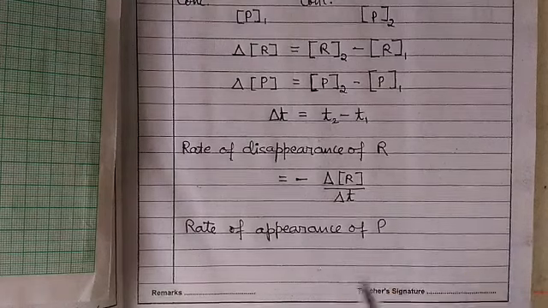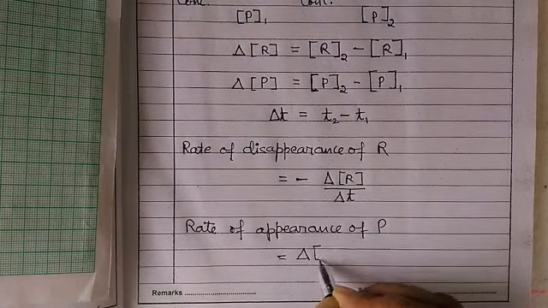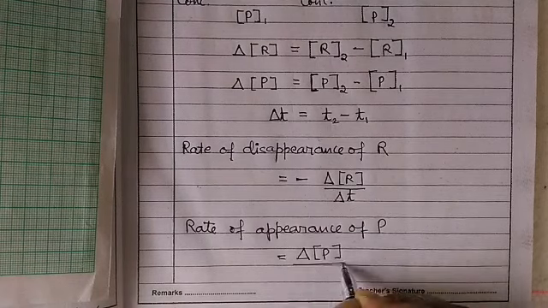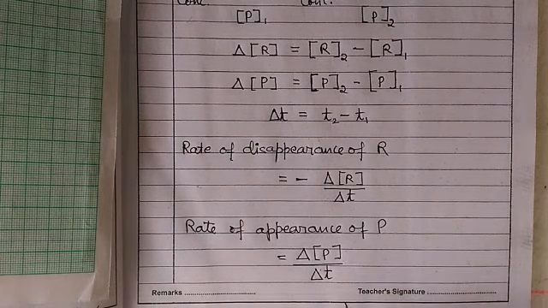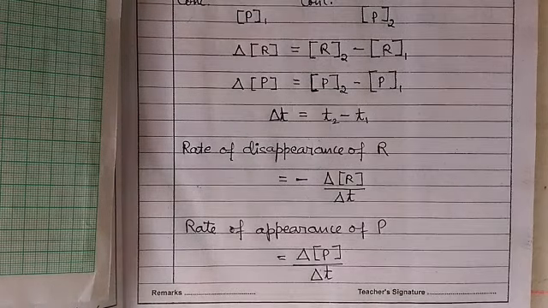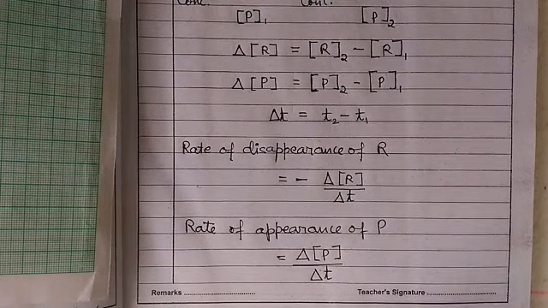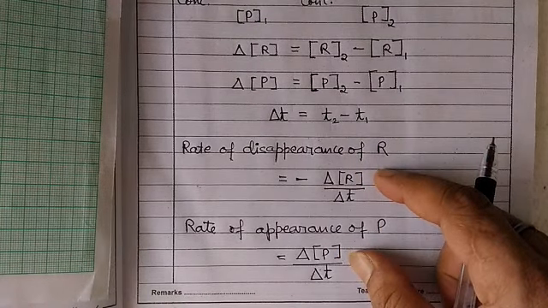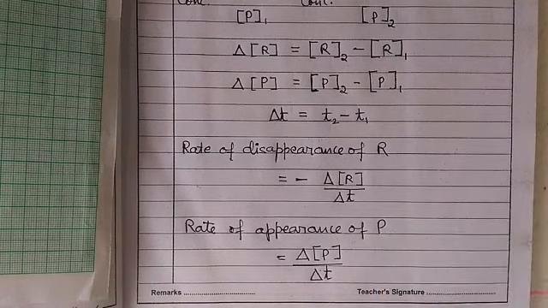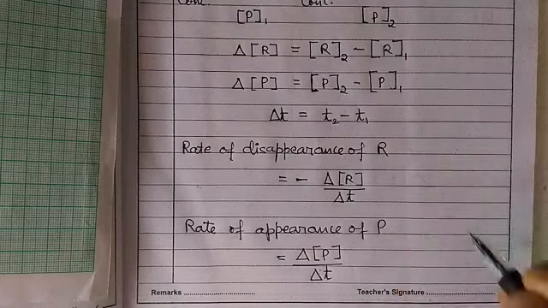It will be shown as change in concentration of products divided by change in time. So this is how it will be represented in case of products. These two equations are showing average rate of reaction. Average rate of reaction is shown by these two equations.